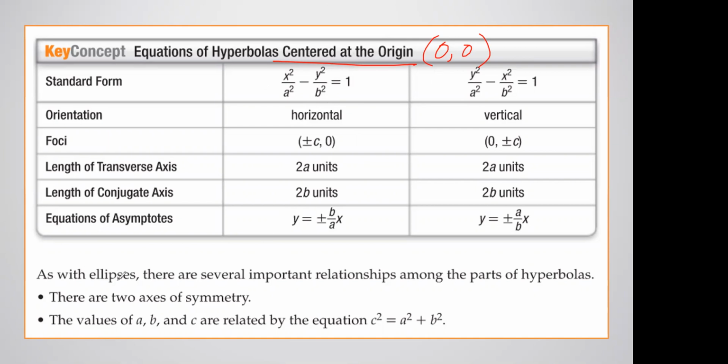And then, as with ellipses, there are several important relationships among the parts of the hyperbolas. There are two axes of symmetry, and the values of a, b, and c are related by the equation c squared equals a squared plus b squared. So this will be important as well.